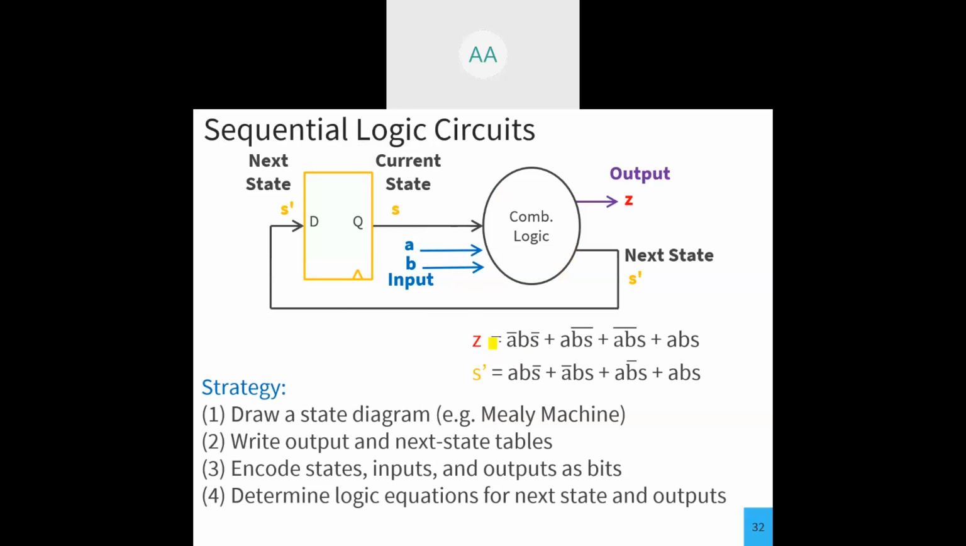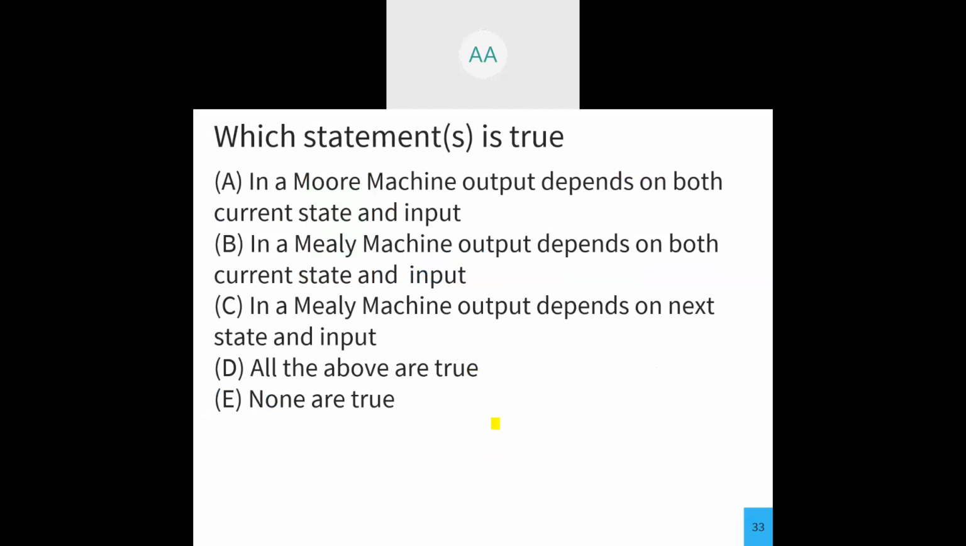So what are we going to cover? We need to draw the state diagram, then write the output equation and next state table, then we need to encode the state, inputs and output as bits, and then we need to determine the logic equation for the next state and output. Today's class is up to this. Next class we will have the Moore machine as well. Thank you.